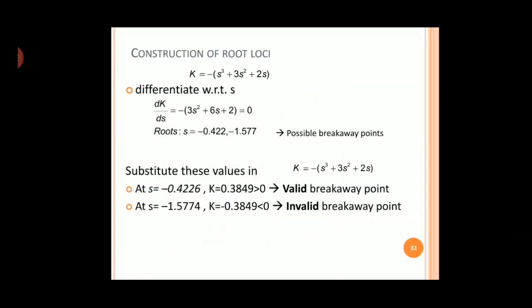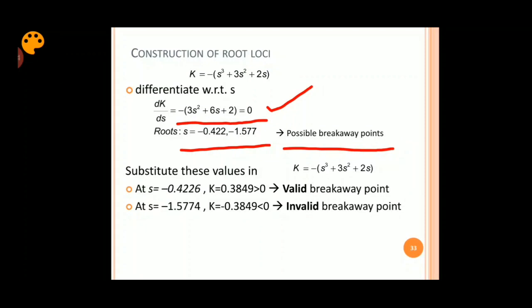Next step is to differentiate with respect to s. So in this case, differentiate k with respect to s, that is find out dk by ds, and equate that to 0 to get the roots. As this is a quadratic equation, I get 2 roots. That means the roots of this dk by ds equal to 0 will give possible values of breakaway point. So that means the breakaway point can be either minus 0.422 or minus 1.577.